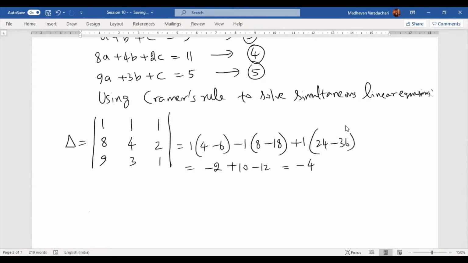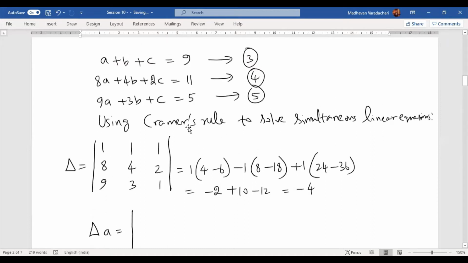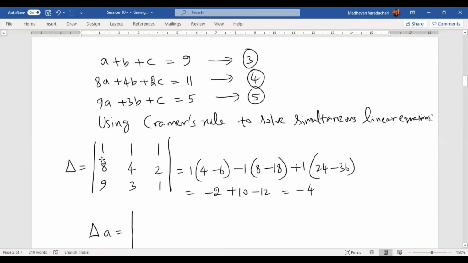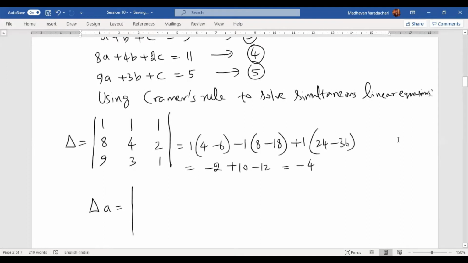Now let me proceed. See, instead of x, y, z, here we have a, b, c. So I will call it delta A. How do we write delta A? Wherever the coefficients of a are coming, those will be replaced with the coefficients of constants. Instead of 1, 8, 9, I will replace it with 9, 11, and 5. So first column 9, 11, 5, whereas the second and third columns will remain as they are: 1, 4, 3, 1, 2, 1.